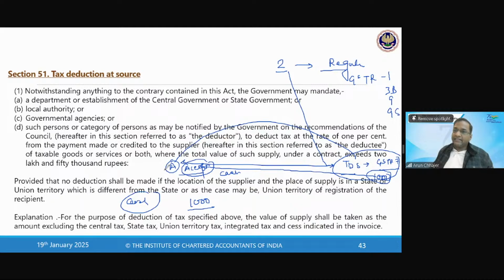Hemant, electronic credit ledger, ECL, section 24 ECL, correct. It's cash ledger, okay. Cash ledger, sir. Cash ledger.